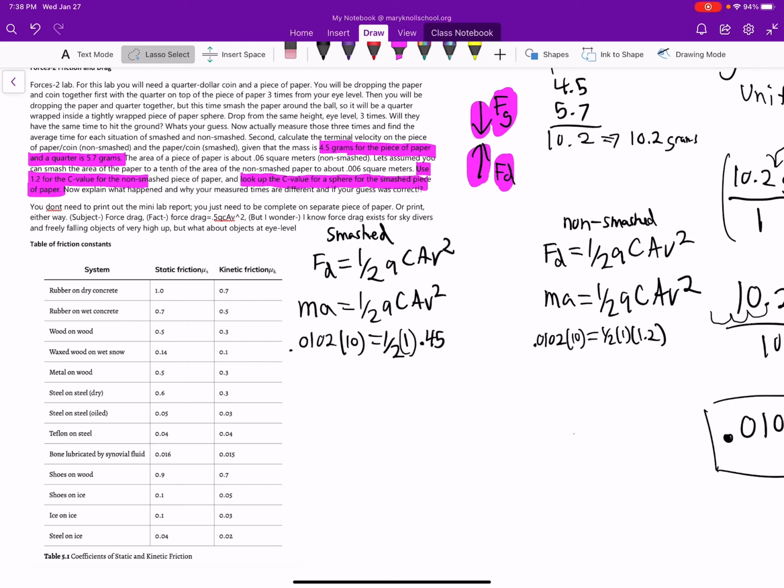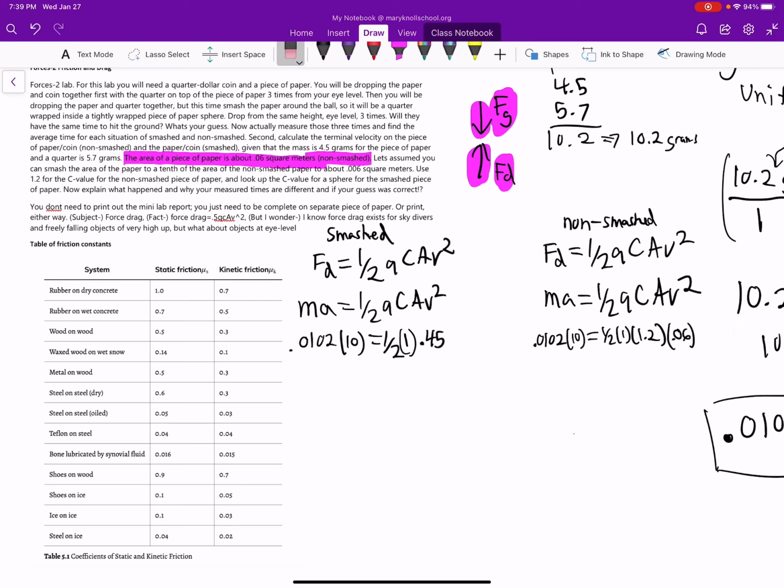Okay, and then we get the area. So the area for the smashed one. The area of a piece of paper is about 0.06 meters squared, non-smashed. So let's put that in the non-smashed category. Area, 0.06 v squared.